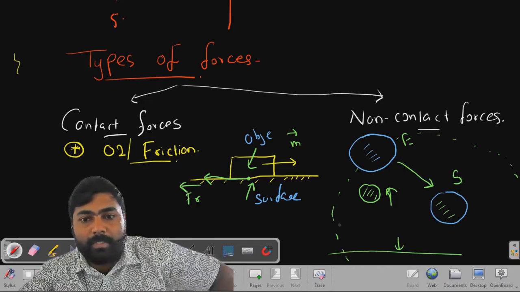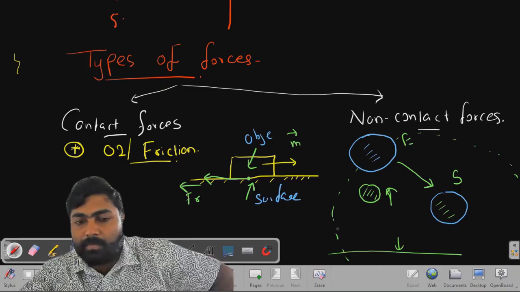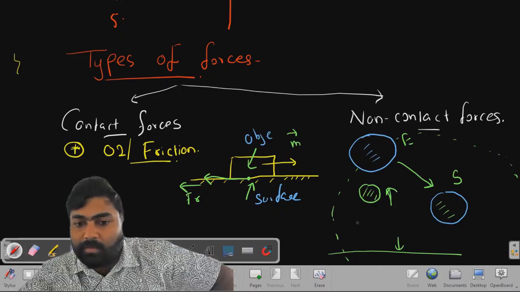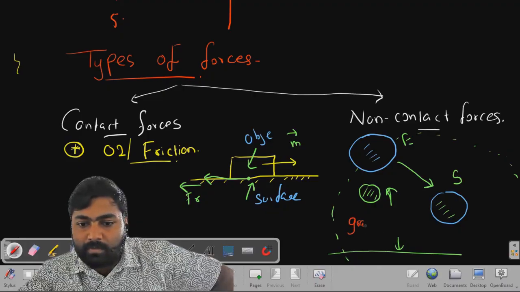If we jump from a building, we fall down. No, not because of the friction. What is the reason for that? What is the force? Gravitational force. Yes, gravitational force. So this gravitational force is occurred.